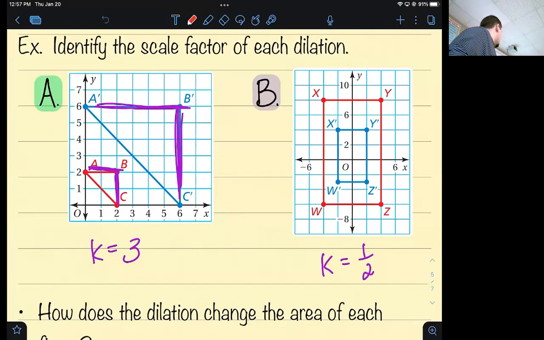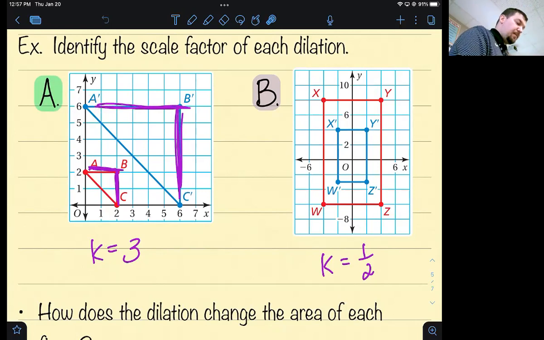You can tell two ways. You can tell by looking at the side length of the triangle here and seeing that this side length is 2 units and this side length here is 6 units. So they would have times by 3. Or you can look at the coordinates and see that 0, 2 went to 0, 6. And so that's also being times by 3.